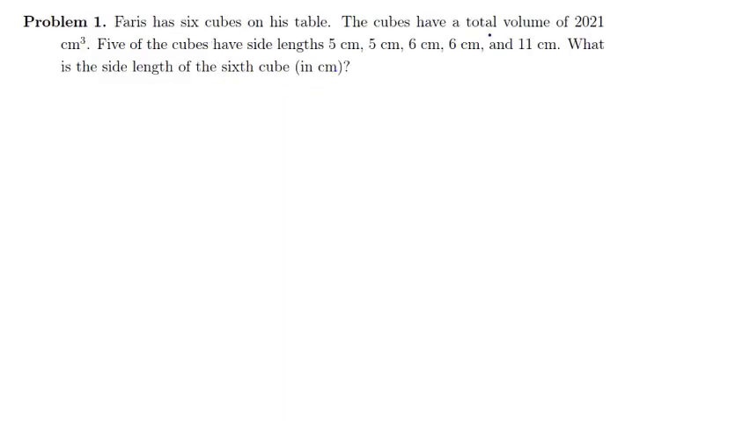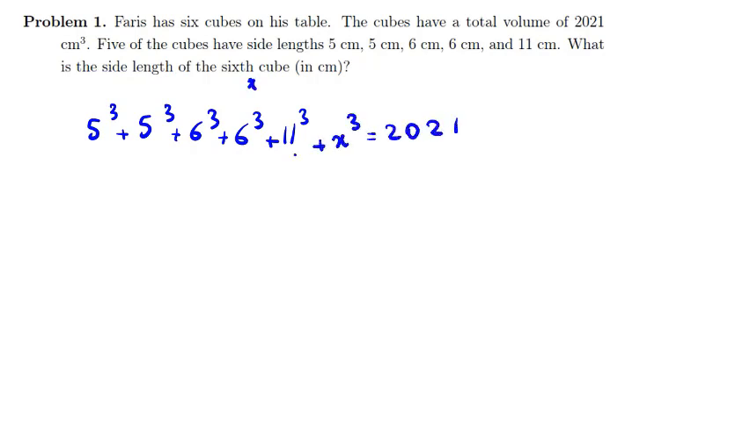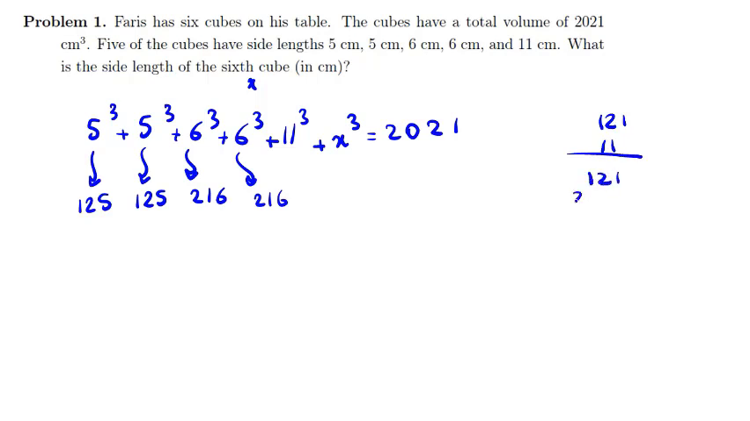Okay, so because the total volume is 2021, the first one is 5 cubed plus 5 cubed plus 6 cubed plus 6 cubed plus 11 cubed, and the thing we don't know is x, plus x cubed is 2021. So if we calculate, it is 125, it is 125, it is 216, it is 216, and 11 cubed is 121 times 11, which equals 1331.